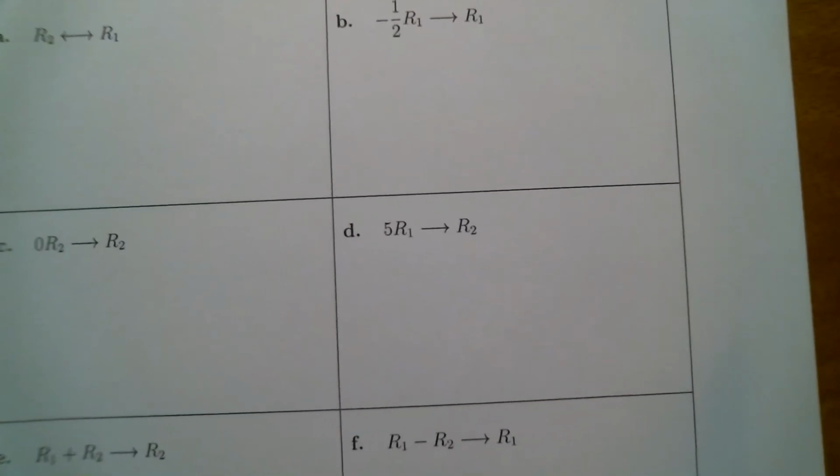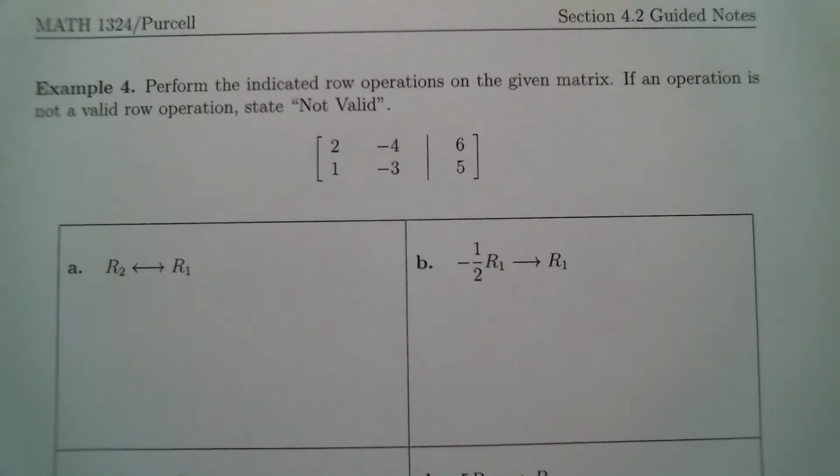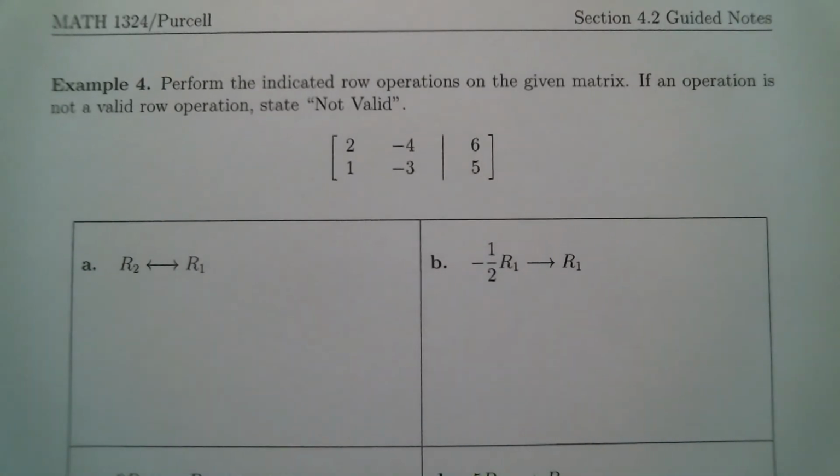All right, so in example 4, I give you a matrix, and it says perform the indicated row operations on the given matrix. If an operation is not a valid row operation, state not valid. Because remember, those three things we just talked about are the only three things allowed. So if something is presented here that does not include one of those three things, you have to write down not valid because you can't do it. All right, so here we go.